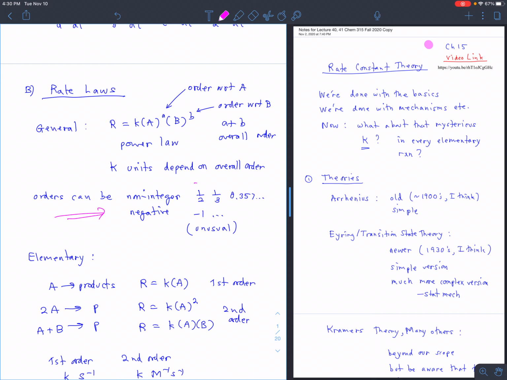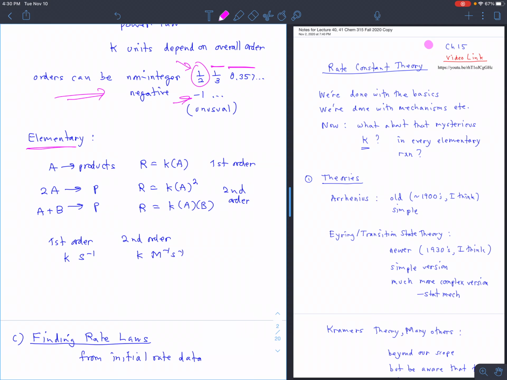It's unusual to get these kinds of weird rate laws. Actually, a power of a half is pretty common. But a negative rate order or power is uncommon. Things like a third and some random fraction are even more uncommon. So usually it's integers, positive integers, or possibly a half occurs fairly often.